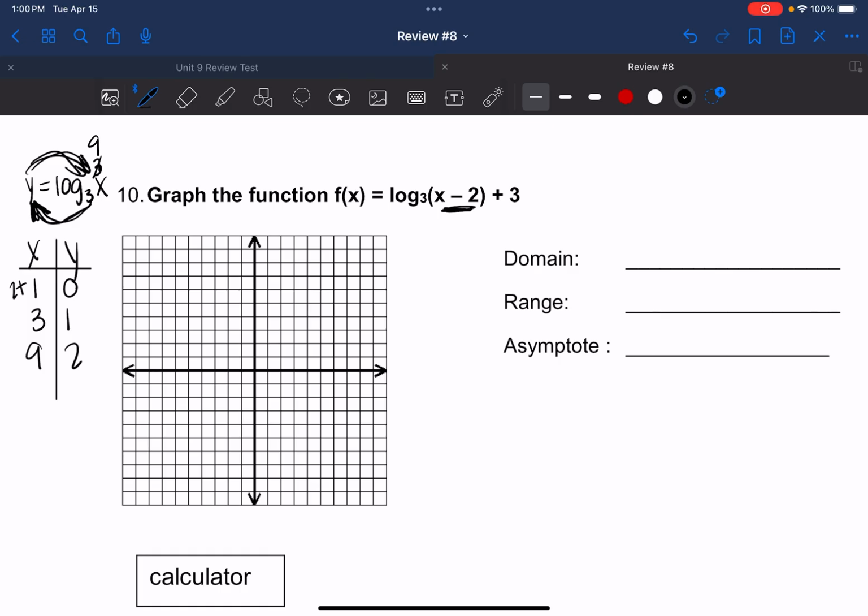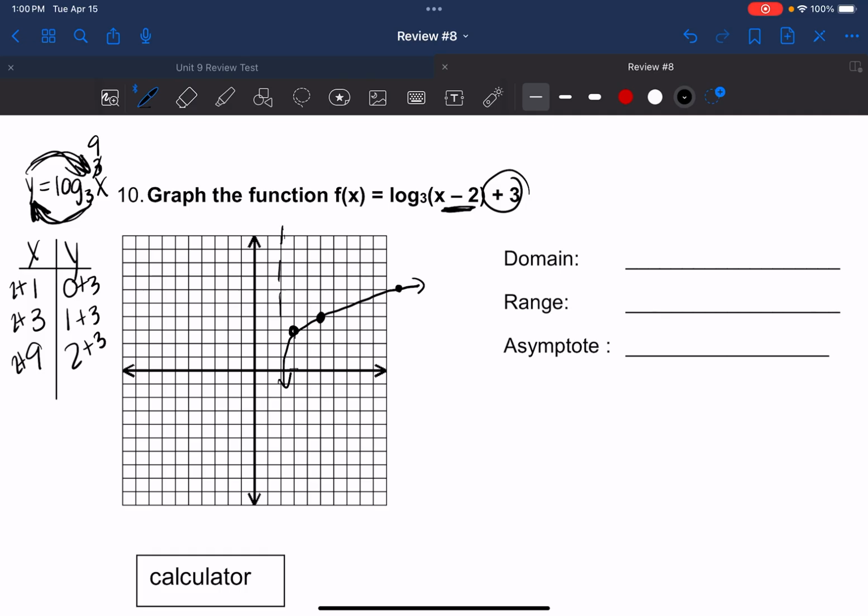But we said we want to shift 2 units right, so I'm going to add 2 to all of these x values. And I'm going to shift 3 units up, which would mean to add 3 to all of these. So I'm going to plot a point at 3, 3, at 5, 4, and at 11, 5, which would be a little bit off our graph over here, but would fall right about here. So my graph would look something like this.